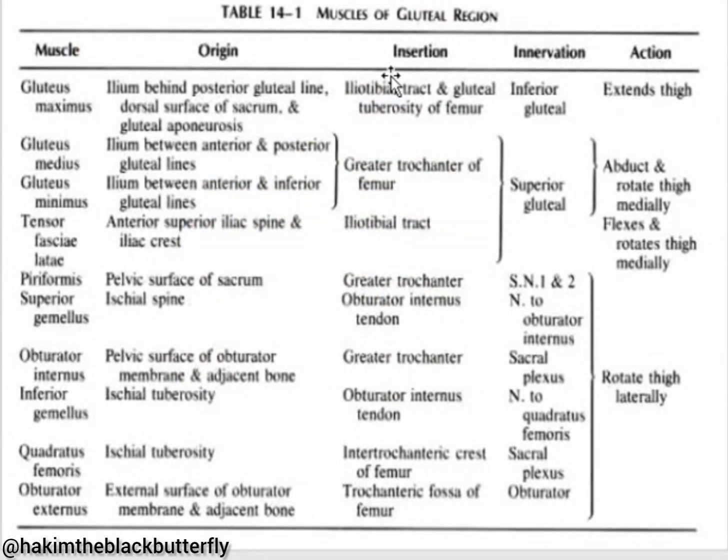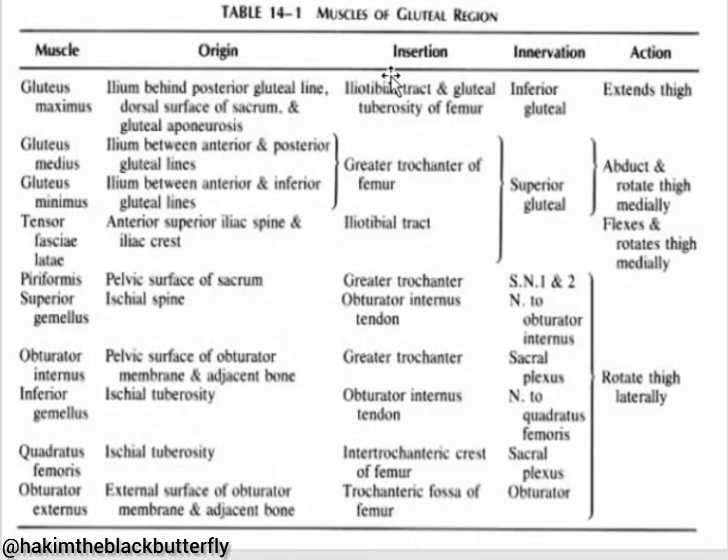Those foramina are very important in the gluteal region because structures move from the pelvic cavity, pass through the greater sciatic foramen and lesser sciatic foramen, and enter the gluteal region.